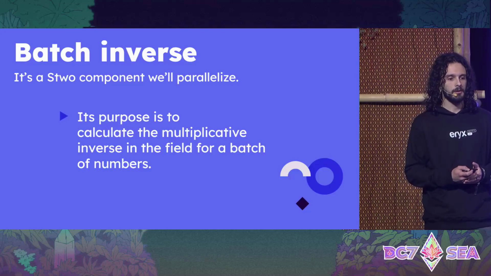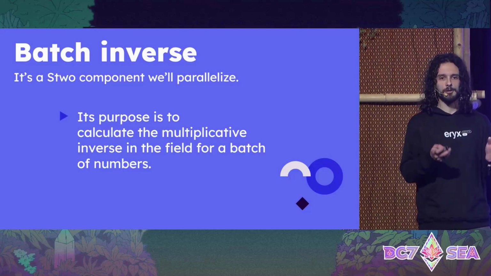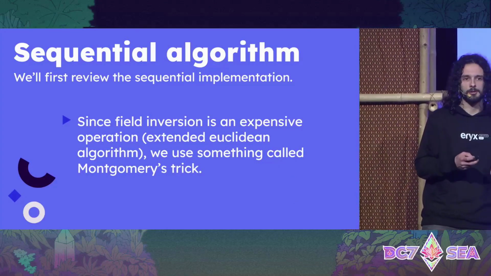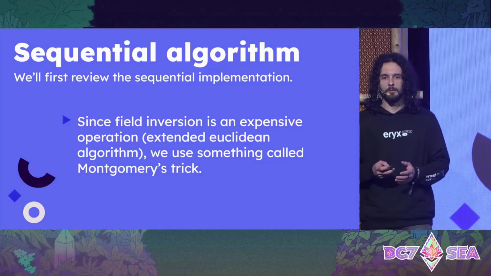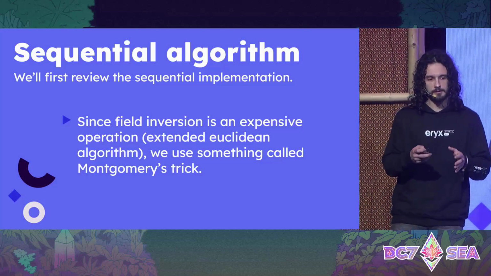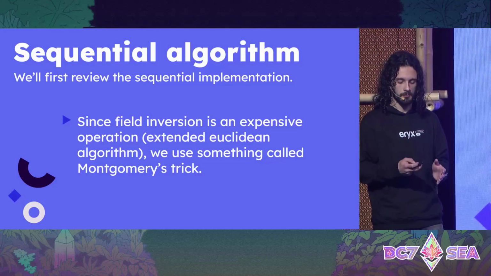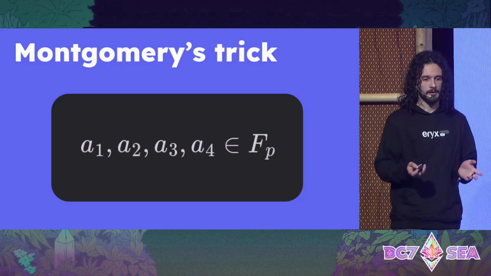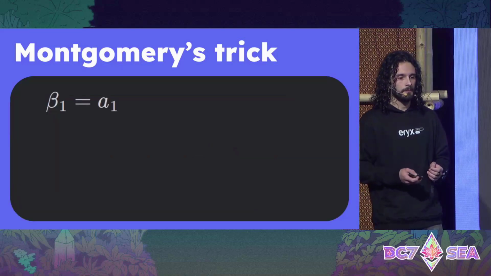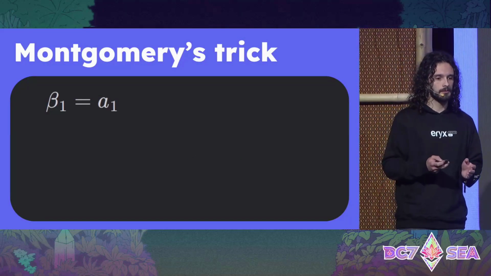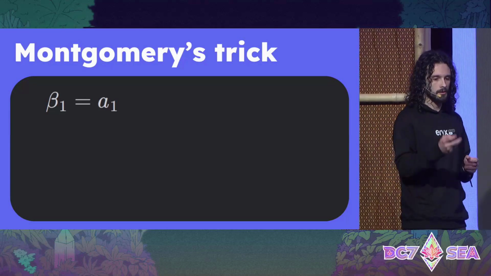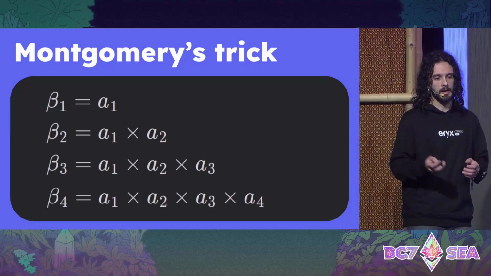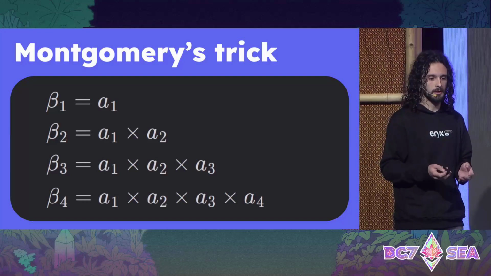Its purpose is to calculate the inversion for a lot of field elements. But since calculating the inversion for a field element is an expensive operation, we'll use something called Montgomery's trick. This trick is the sequential algorithm we're talking about here. Let's start with 4 field elements. I chose 4 because it's simple to explain. We calculate the accumulated products for each of these field elements, which means beta 1, beta 2, beta 3, and beta 4 are the accumulated products up to A1, A2, A3, and A4, respectively.